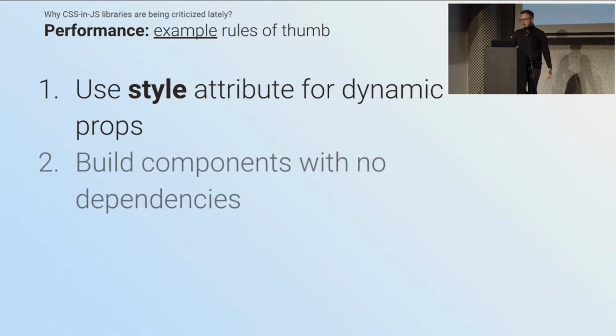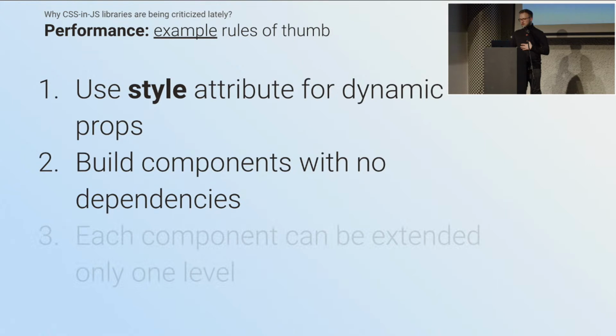Then you can say to yourself, let's try to build components with no dependencies, wherever that's possible. And what I mean by that is stick to writing styles that are static. They don't subscribe to different things outside of their scope, to the theme, to other components, and so on. Because this is what will make you sure that those styles will not change and will not cause some unnecessary renders and performance issues.